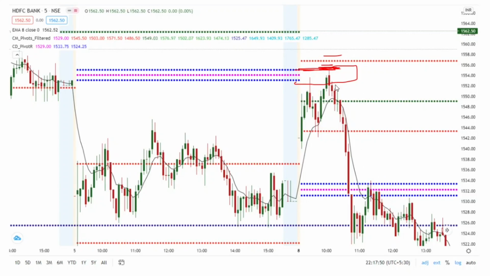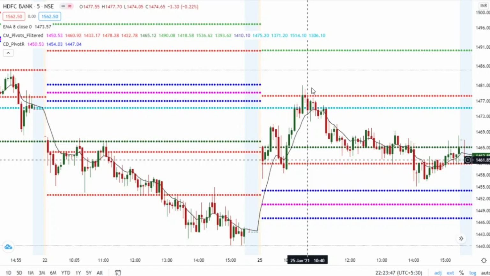You would have made wonderful profit with this trade. So this is how you trade the virgin CPR. Virgin CPR will be the biggest support and resistance levels for the next day. Let us see another example.